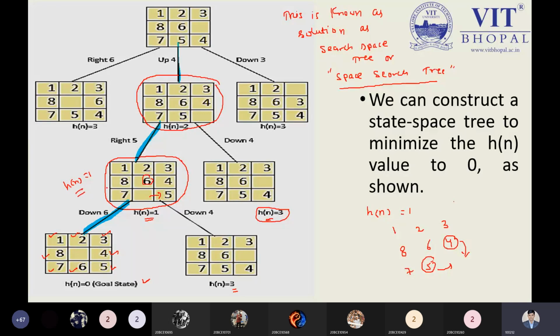Now, if I'm talking about the down 4, so if I'm doing the down 4, again you are getting the 1, 2, 3 on the right position, 8 and 7 on the right position, but 6, 5, 4 are not in the position which are matching with our goal state.